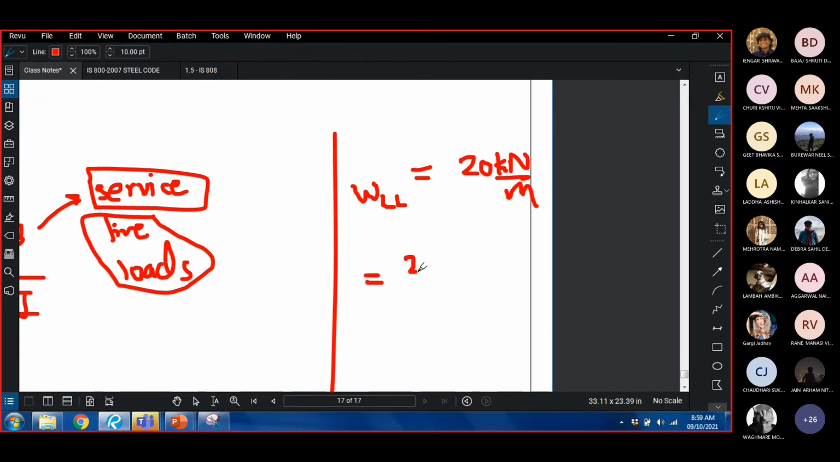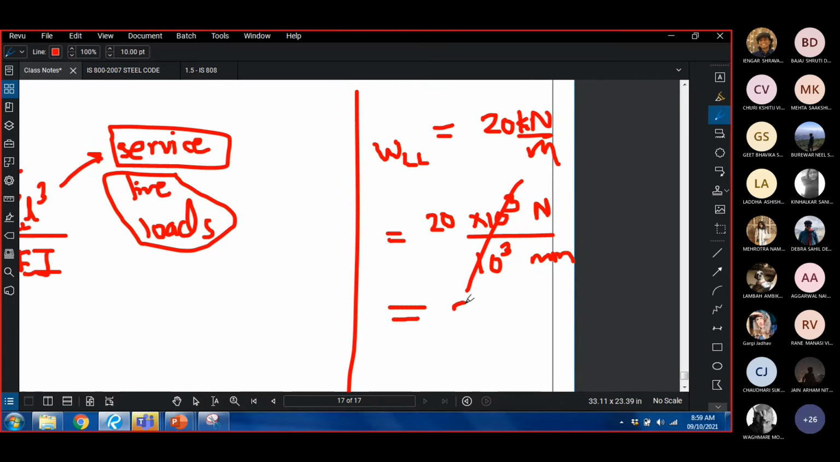So what is this? This is 20 kilonewton, 1 kilonewton is 1000 Newton, so 10 power 3 Newton upon meter. A meter is 10 power 3 mm, which is 1000 mm. So this gets cancelled. So the value still remains the same, Newton per mm. So basically, kilonewton per meter or Newton per mm represent the same intensity of loading.